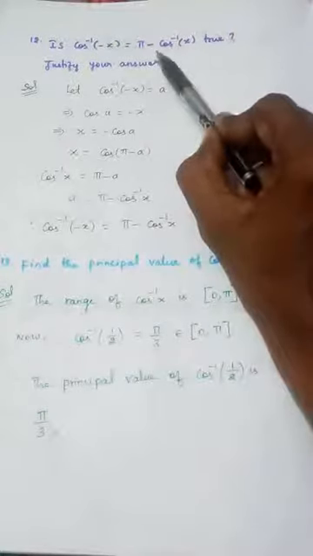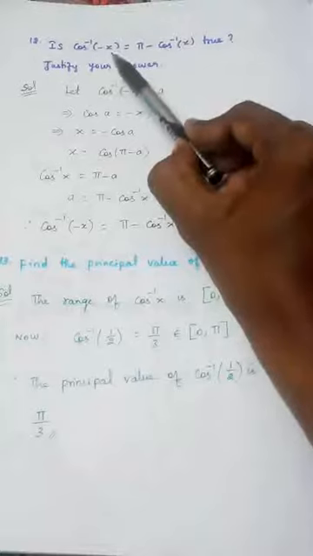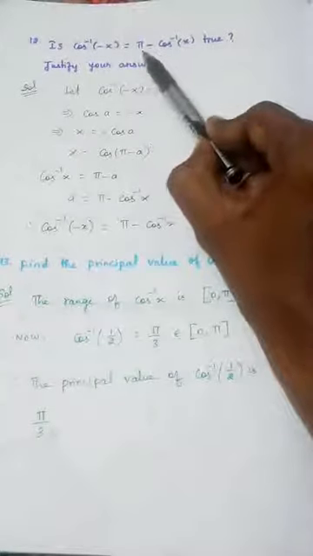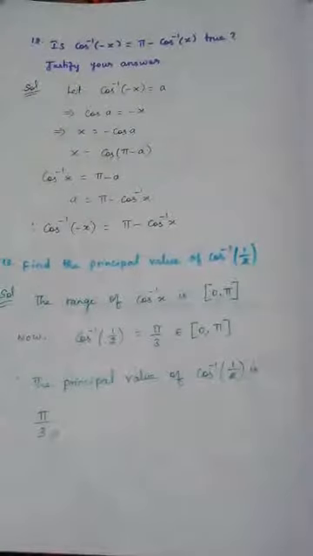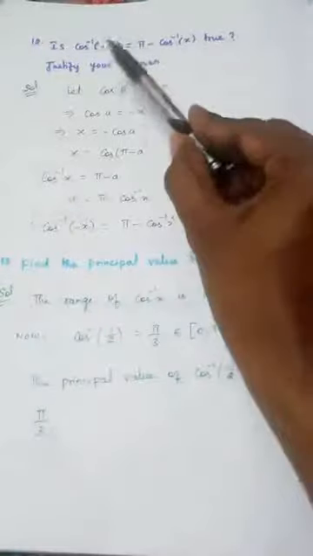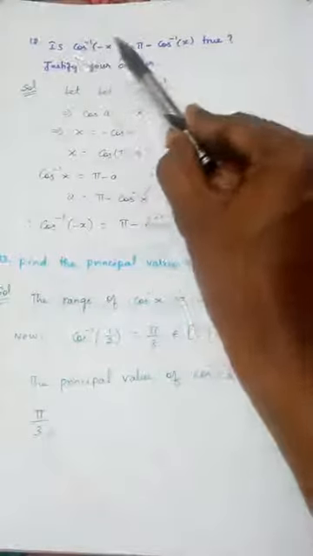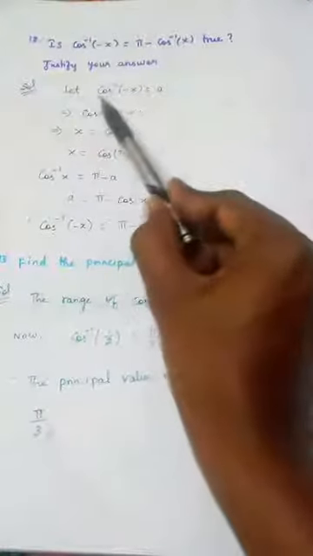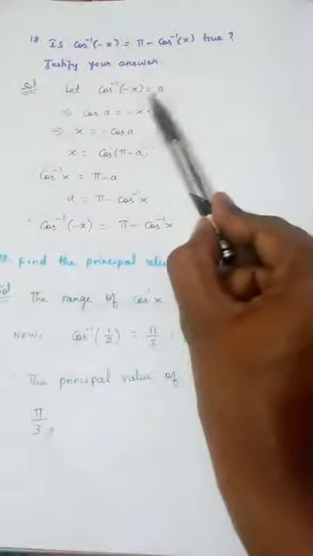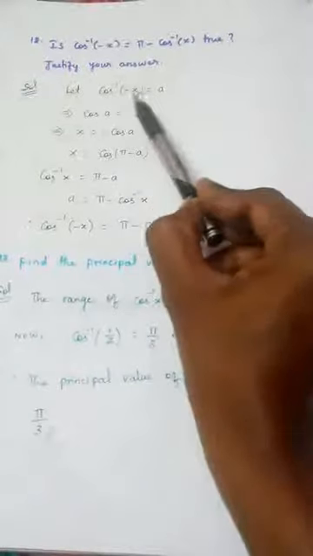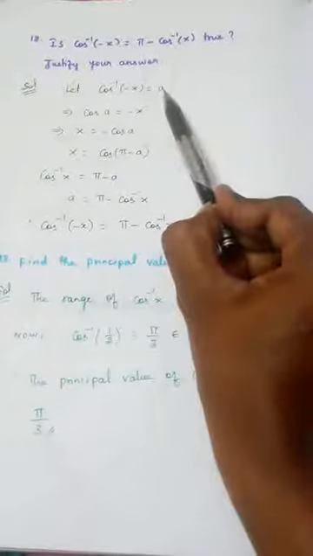So you just see what is the LHS, cos inverse of minus x. What is the RHS? Pi minus cos inverse x. Whether they are equal or not, we are going to verify. So how are we going to start? I am going to give a name for this LHS. Let the LHS, cos inverse of minus x, equal to A. I am giving a name for the LHS. We are taking it as small a.